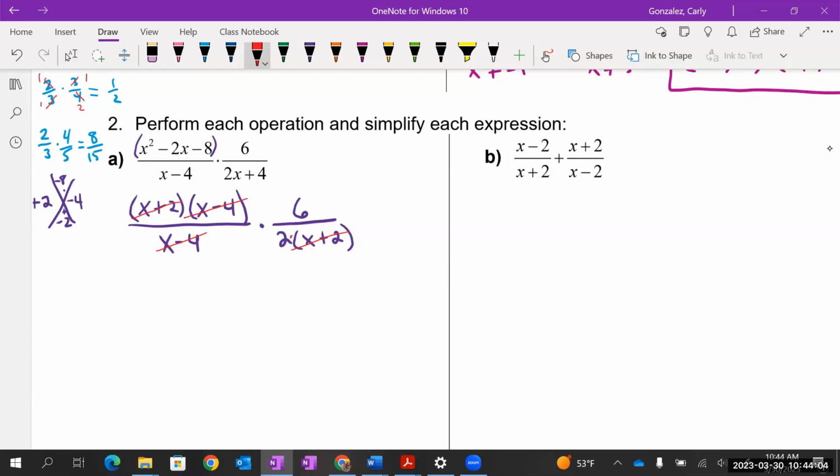So the 6 and the 2 can reduce by 2, and we get 1, or 2 divided by 2 is 1, and 6 divided by 2 is 3. And now we're ready to multiply straight across, and we get 3 over 1, or just 3. So as long as this expression is defined, this will always equal 3 for any value of x, as long as it doesn't make this original expression undefined.